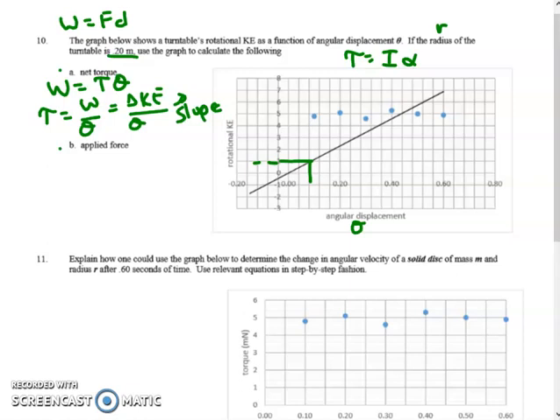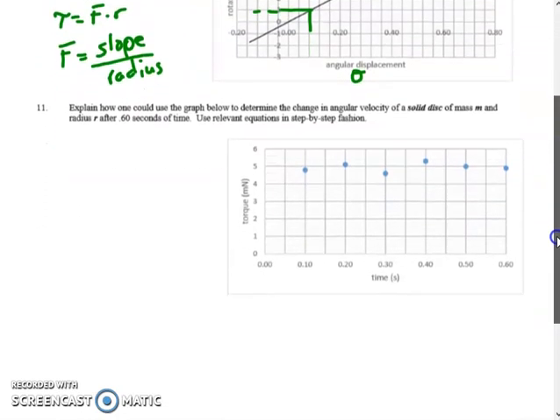Now, once we have the torque, we can easily find the applied force because torque, by definition, is a force times the lever arm. The lever arm is the radius of the turntable, so the force is essentially the slope divided by the radius. You might not think of it that way, but if it was a test question, they could ask how you could use this graph to find the applied force. You would want to say slope divided by the radius.